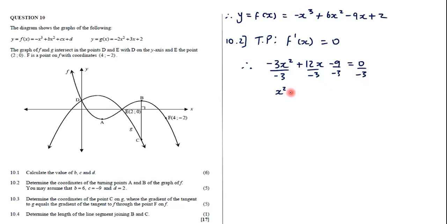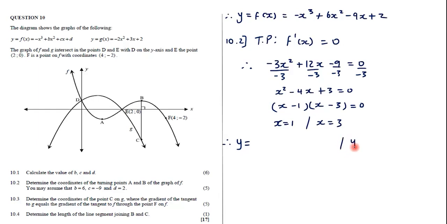So here we have x squared minus 4x plus 3 equals 0. Now we're going to factorize this: (x minus 1)(x minus 3). So x is 1 or x is 3. Now that we have the values, what are we going to do? We're going to substitute these values back into our original equation, the equation for f. So we substitute minus 1 cubed plus 6 times 1 squared minus 9 times 1 plus 2, and press that in the calculator.